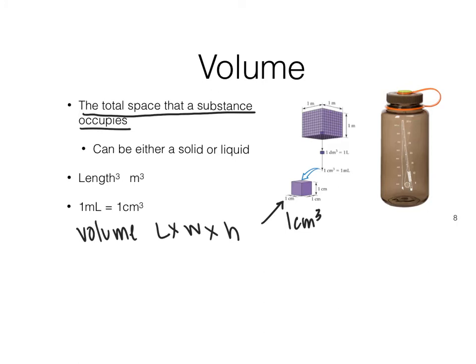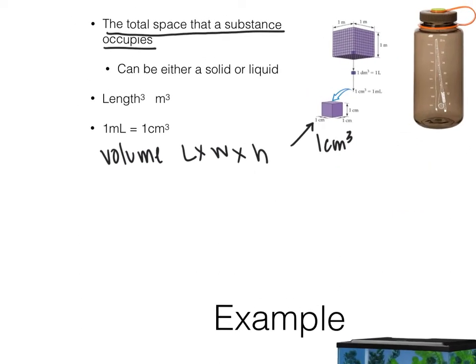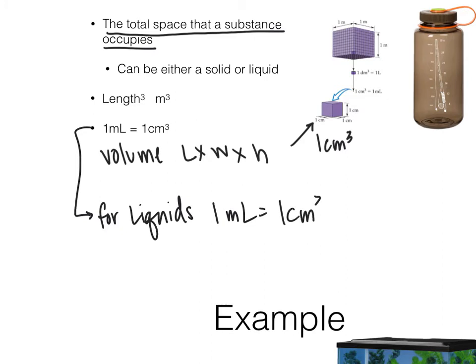So when we think about liquids, a lot of us right now carry Hydro Flasks or a Yeti or a tumbler or something else. And a lot of those tell you either how many ounces are in there or how many liters or milliliters it can contain. So when we think about volume of liquids, for liquids, 1 milliliter is equal to 1 cubic centimeter.